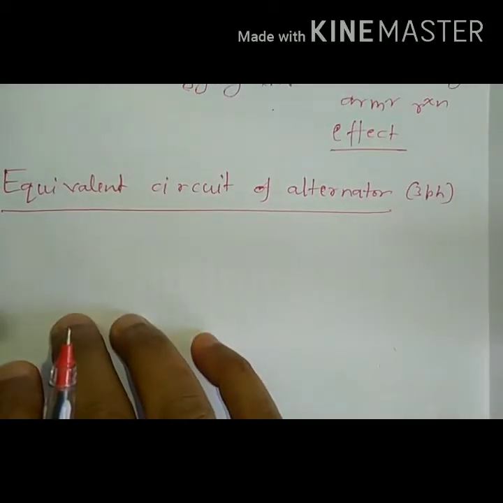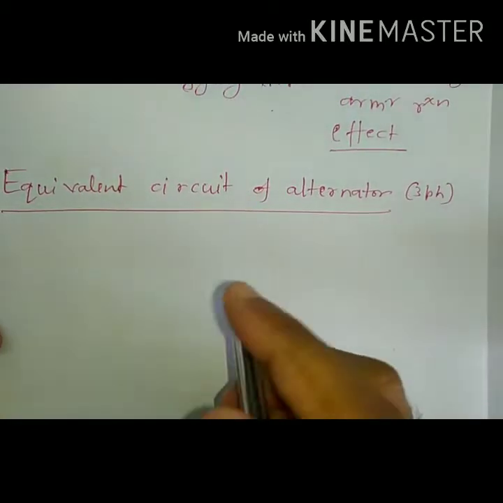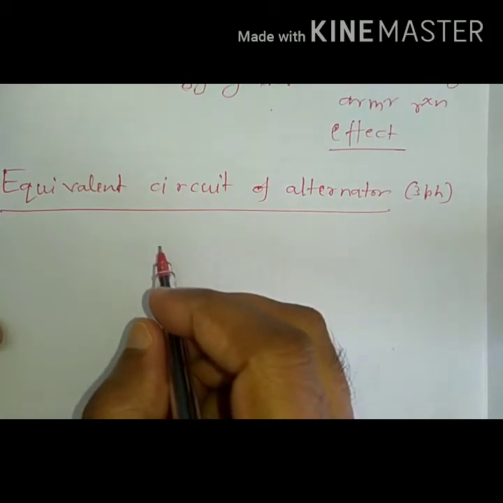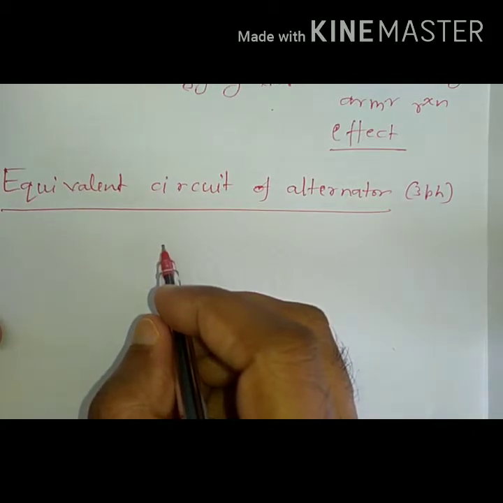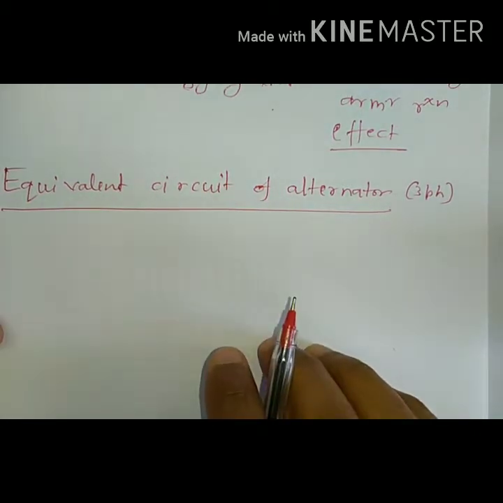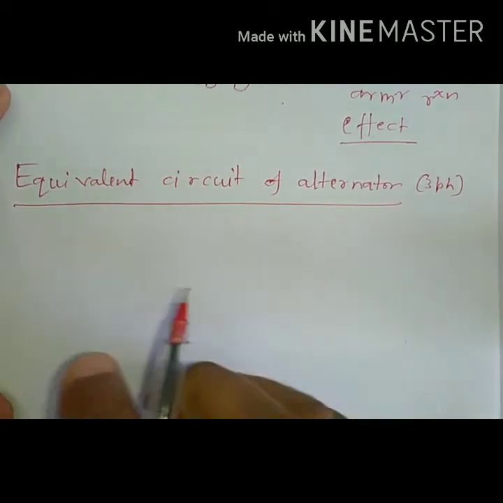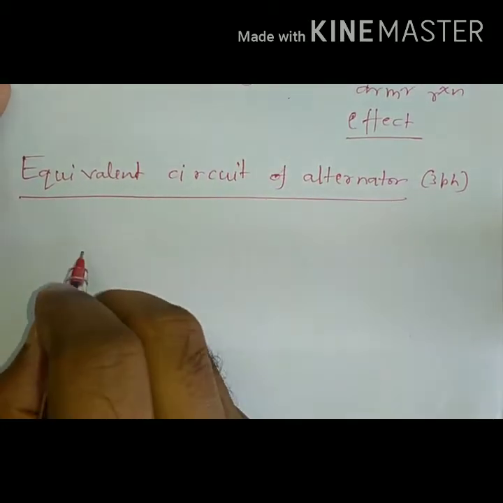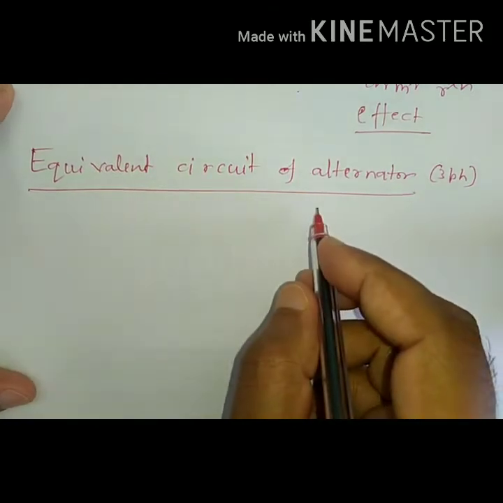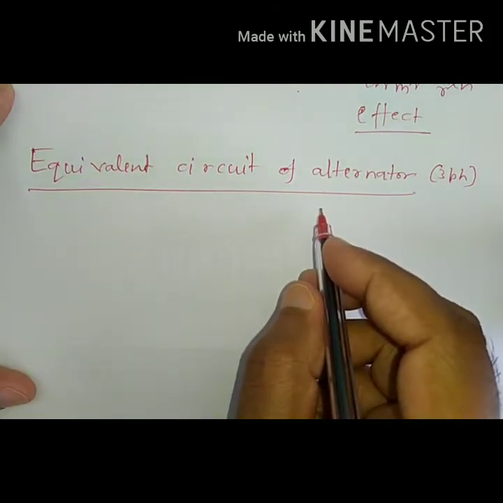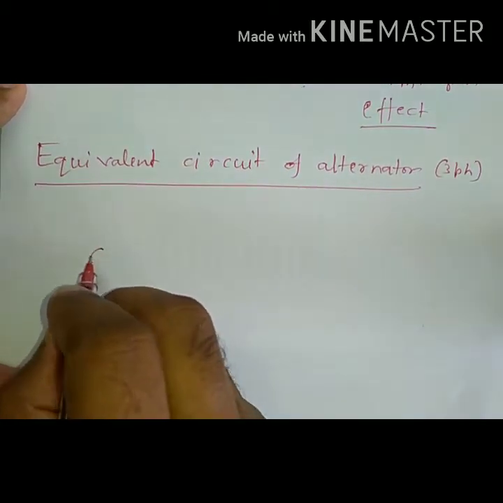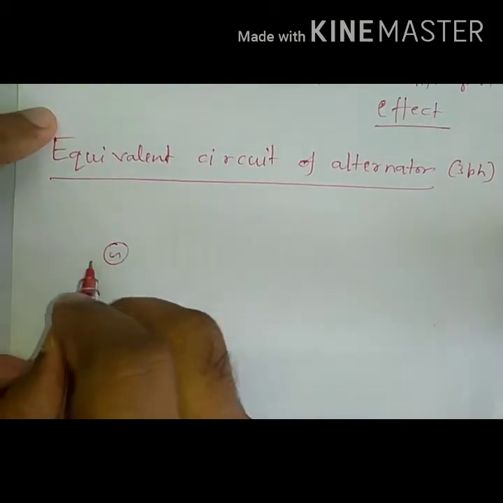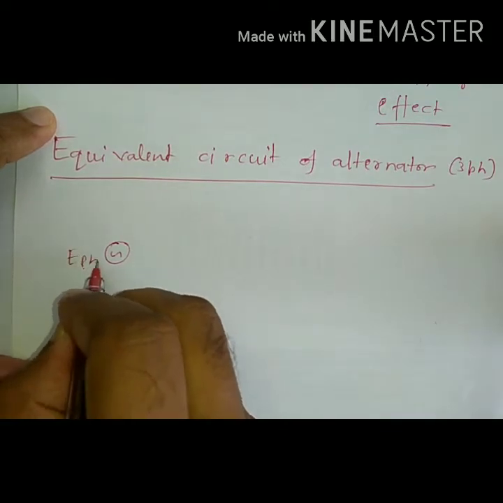Let us see the equivalent circuit of a three-phase alternator, that is, a synchronous generator, because based on the circuit only we will be in a position to draw phasor diagrams at different power factors. So for the EMF induced in the generator, as it is a balanced three-phase machine, we will draw the equivalent circuit on a per phase basis. The EMF induced is shown by EPH in the alternator.